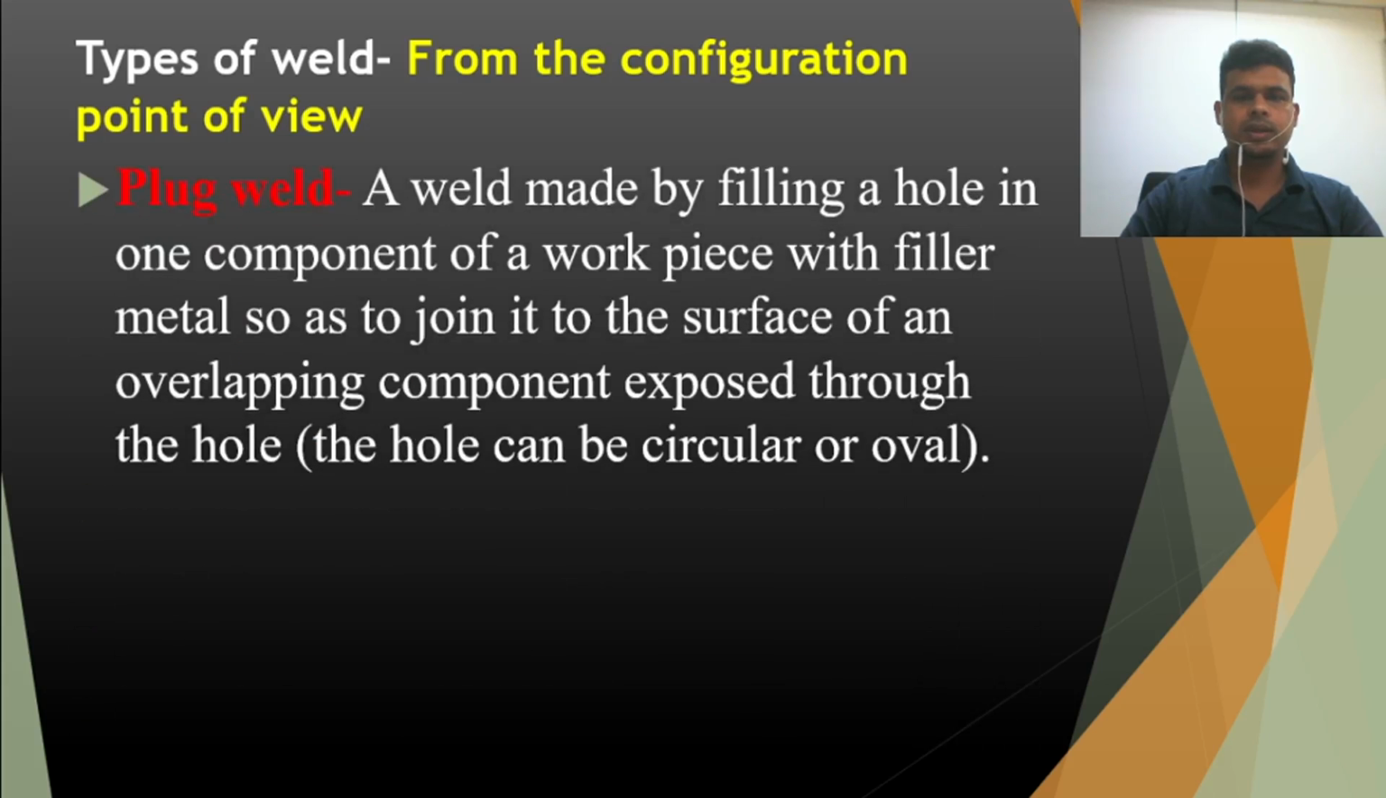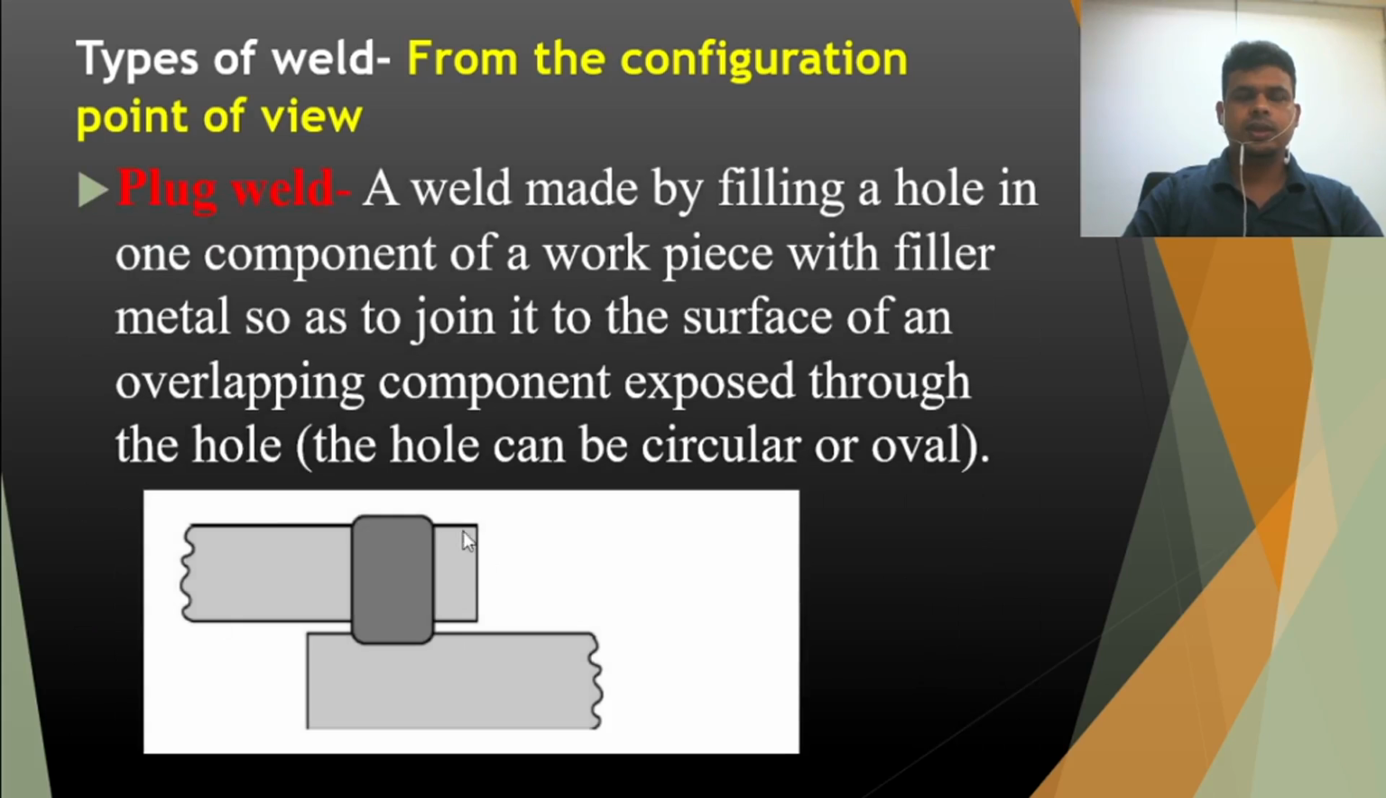What is the plug weld? You can see this picture, this is the plug weld picture. A plug weld is made by filling a hole in one component of a workpiece with filler metal, so as to join it to the surface of an overlapping component exposed through the hole. The hole can be circular or oval. So I will show you what the difference is.